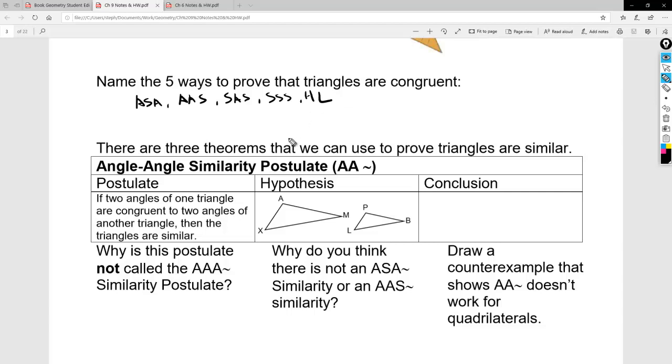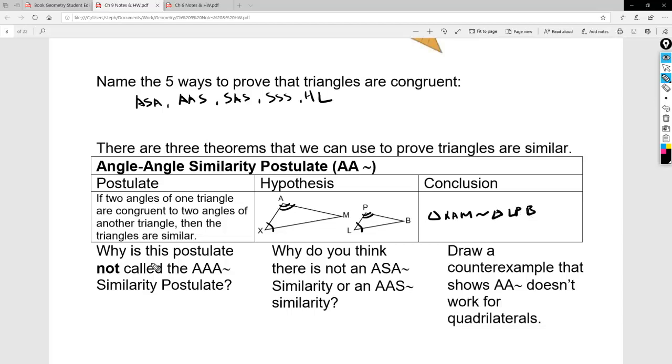Okay, now with similarity, we have really similar postulates that we can use, the first of which is our angle-angle postulate. So what we say is that if two angles of a triangle are congruent to two angles of another triangle, then the triangles must be similar. So in this example here, let's say that angle X is congruent to angle L and angle A is congruent to angle P, then that must mean that triangle XAM is similar to triangle LPB.